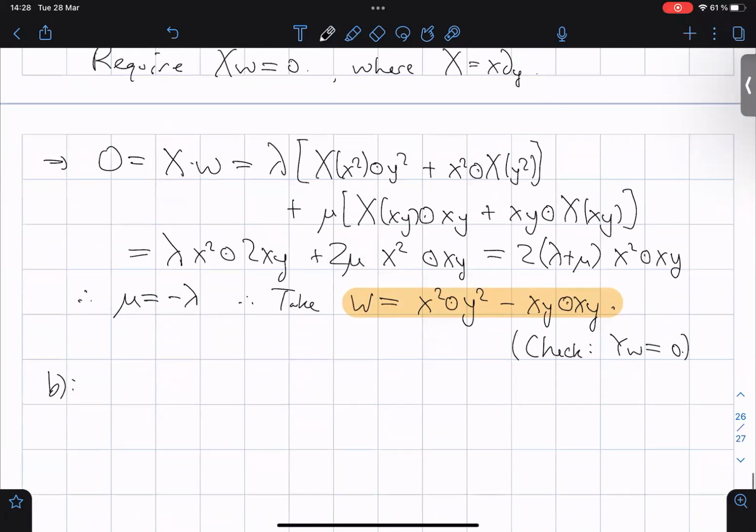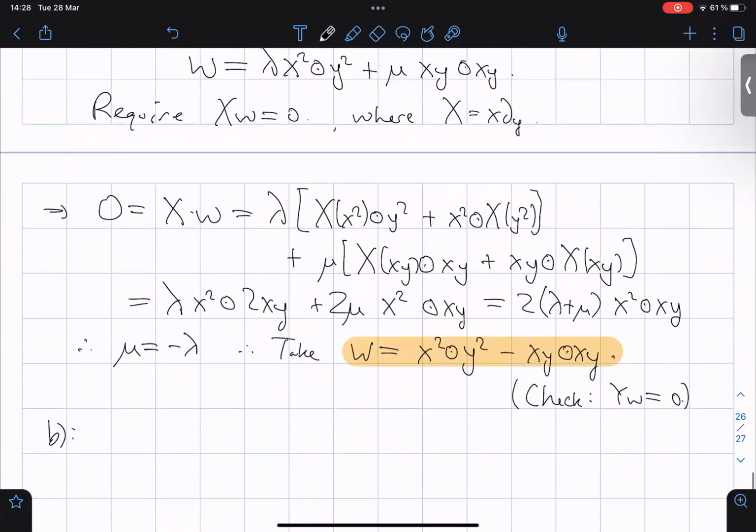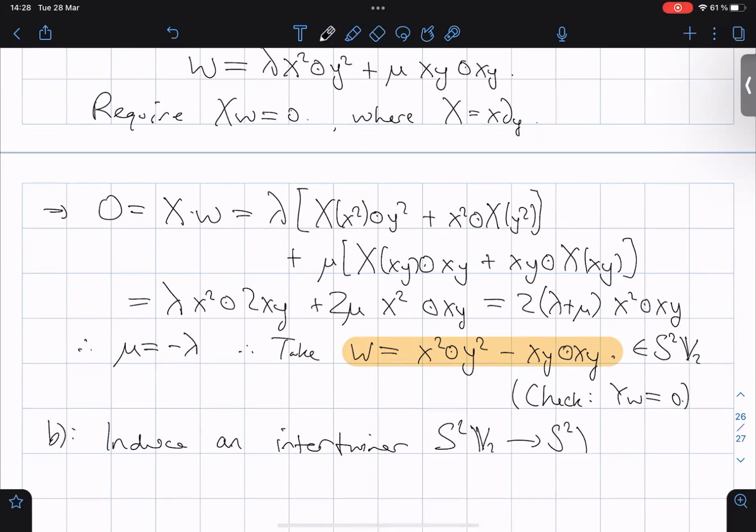Let's look at B. Okay, so part B was to take this vector, which lives inside, right, S2 V2, but then apply an intertwiner. So we're getting over to S2 V2 star line. Okay, so how do we induce an intertwiner? Intertwiner from where to where? So S2 V2 to S2 V2 star.